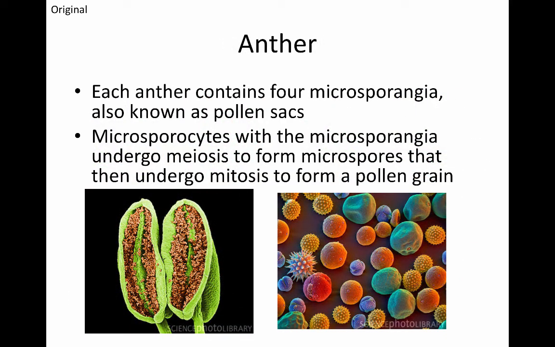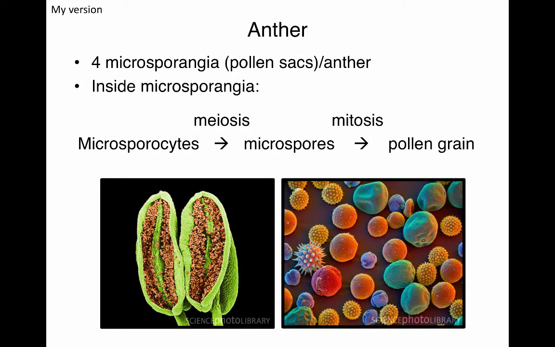So here's an example. This is good font with the sans serif font. This is the original slide, and I'm going to show you how I altered it. You'll notice these are really nice pictures. Science Photo Library is a good place to go, but you notice they're not the same size. Now, pictures don't always have to be the same size, but in this case, it would make sense. A lot of words. For example, each anther contains 4 microsporangia, also known as pollen sacs, which basically you're going to read off the slide. So here's a way that you could change that.